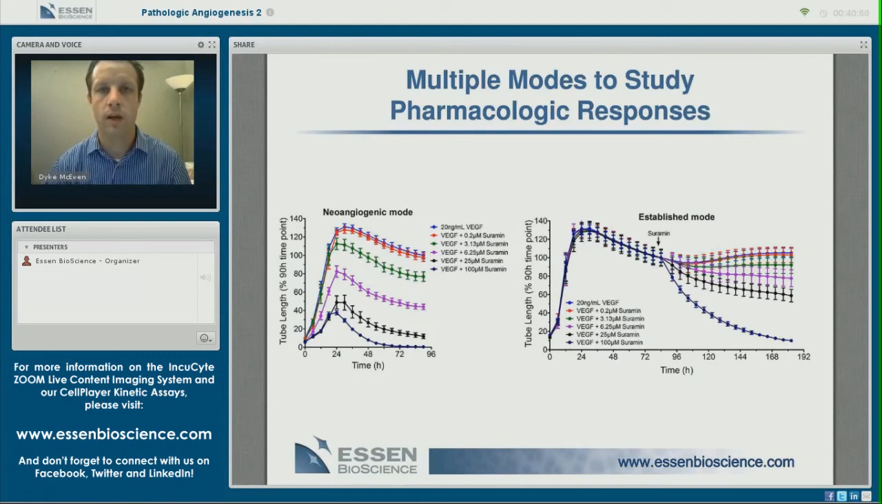To look at more complex modeling, we can also look at established mode, where we treat with growth factor for the first 96 to 120 hours of the experiment, allow the networks to establish in what we call established mode, and then add the inhibitor to see if the inhibitor is able to induce regression of these established tubes. Shown on the right is addition of Suramin at 90 hours, where you see a concentration-dependent regression of these VEGF established tubes, where 100 micromolar over the next 3 to 4 days causes a complete regression of these VEGF-driven tubes.